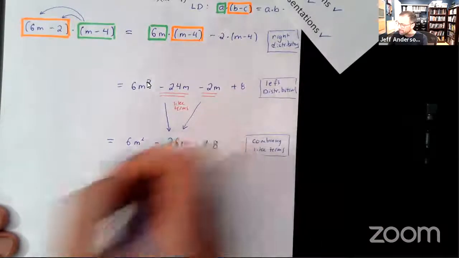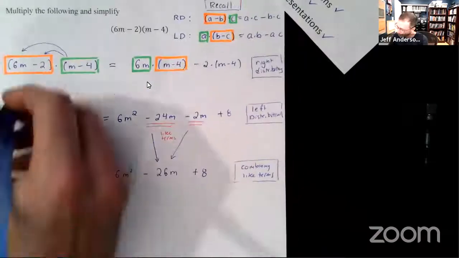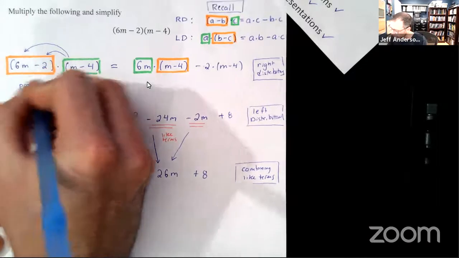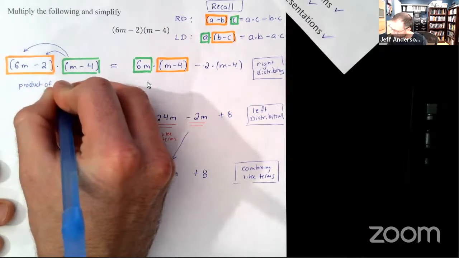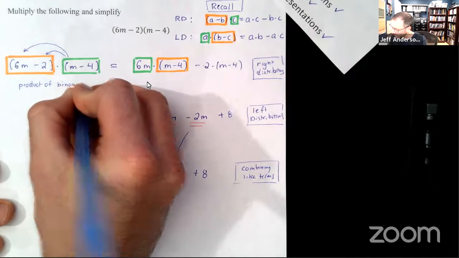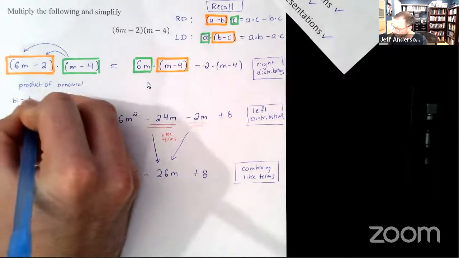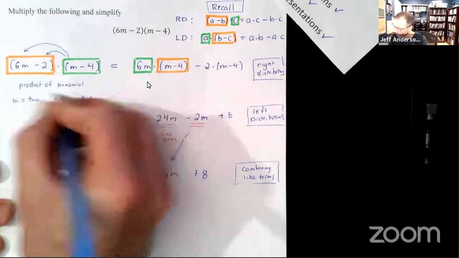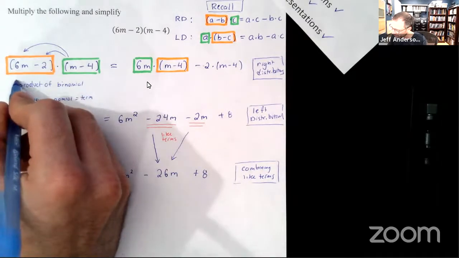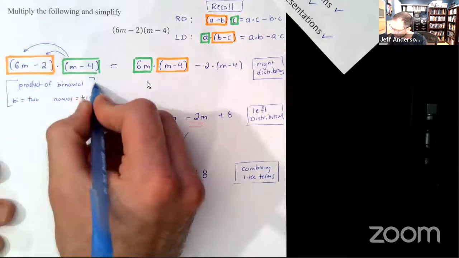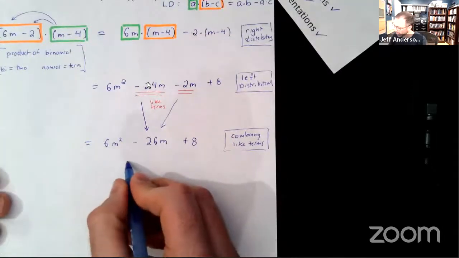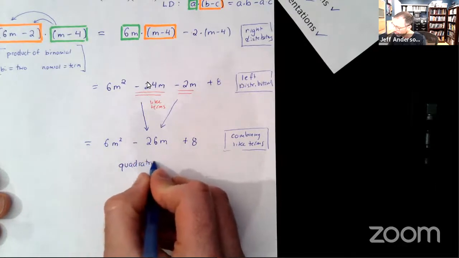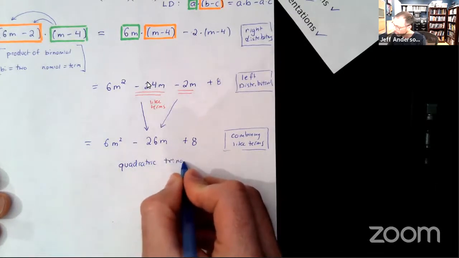And that's actually my simplified version. So this was called a product of binomials. Bi means two. Nomial means term. So now I'm into my nerdy language, right? And this was called a trinomial. And specifically, it's what we call a quadratic trinomial.